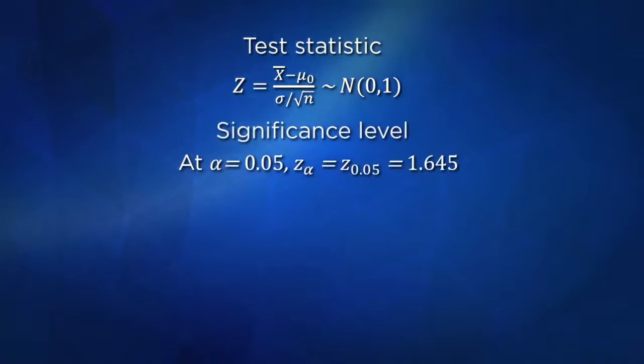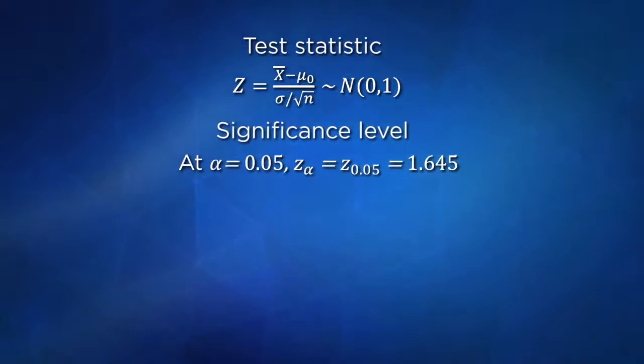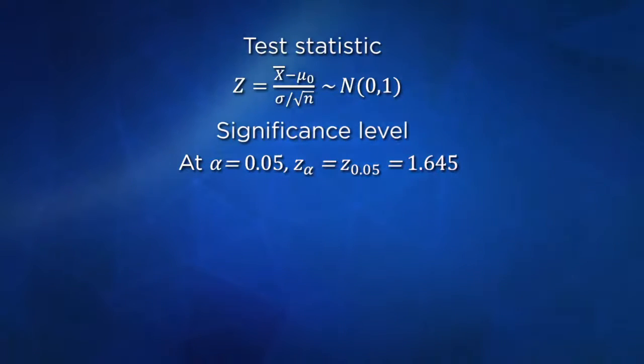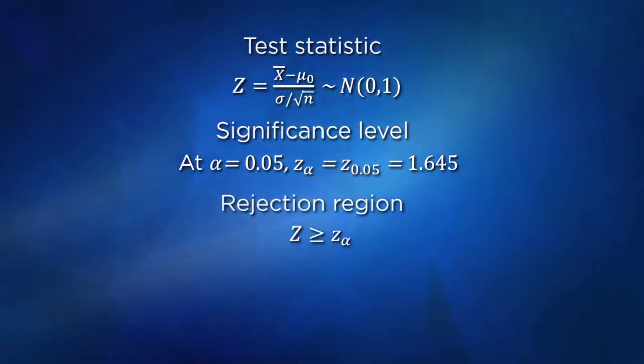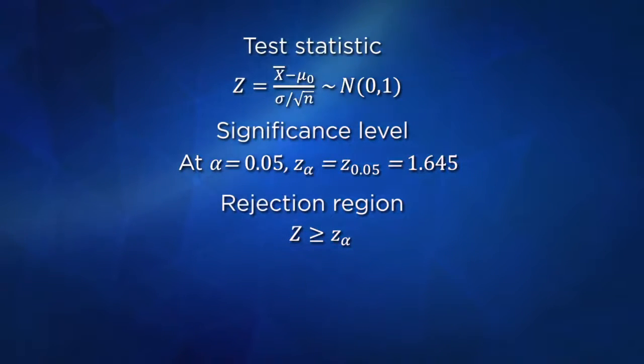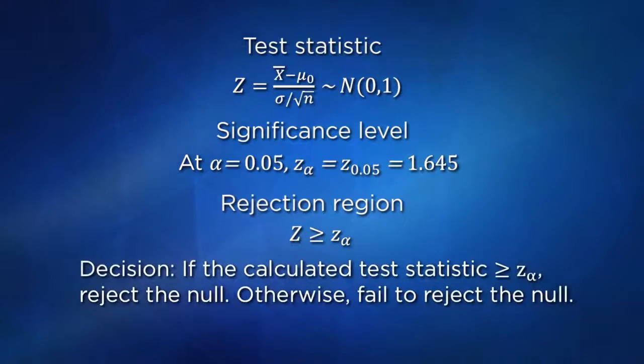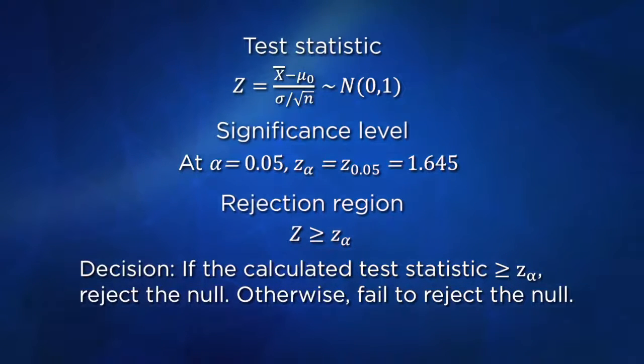The significance level here is alpha. We can set an alpha equal to, say, 0.05, which would give us a z critical value of 1.645. All right, next we need a rejection region. And so we're going to reject for values of our test statistic z that are greater than or equal to that z alpha, that critical value. And then lastly, we have to make a decision, right? If our test statistic is greater than our critical value, we reject the null hypothesis. Otherwise, we fail to reject.